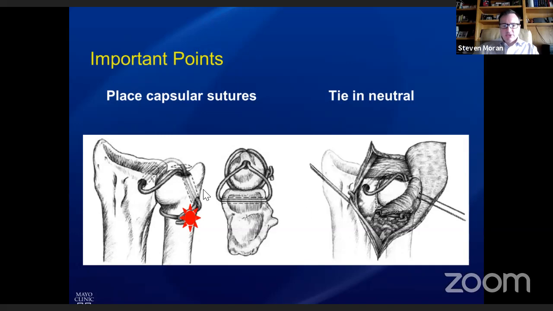One of the mistakes that you can make is tying this with the patient in full pronation with the dorsum of the wrist exposed to you on the operating room table. I lift the hand up, elbow flexed to 90. I have the assistant stabilize the DRUJ relationship, and then I tension the graft or allograft and anchor it to the ulnar neck.